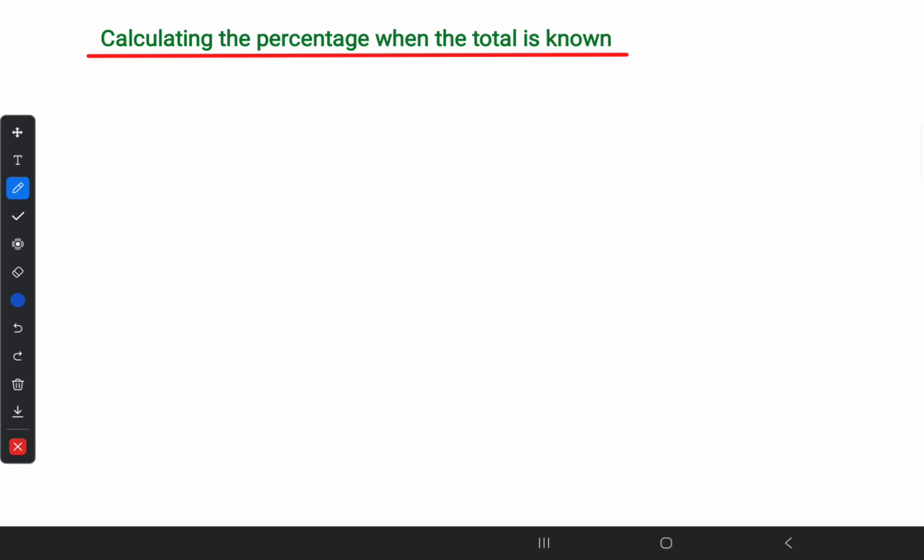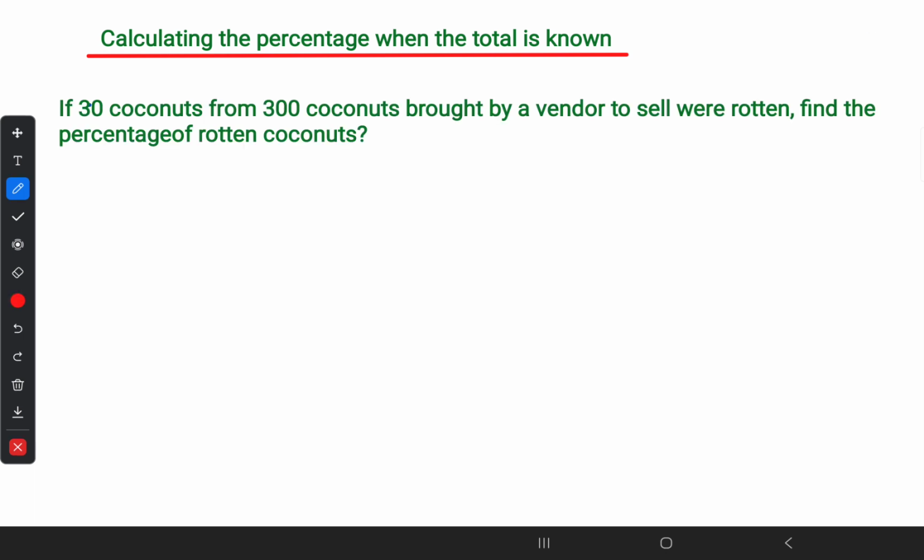For an example, I will take one like this. I'll type a question. So now let's read the question. If 30 coconuts from 300 coconuts brought by a vendor to sell were rotten, that means those were spoiled coconuts, find the percentage of rotten coconuts. So the total is known. We need to find the percentage.